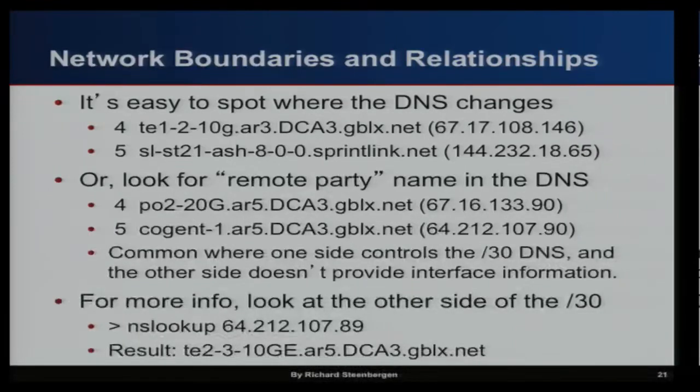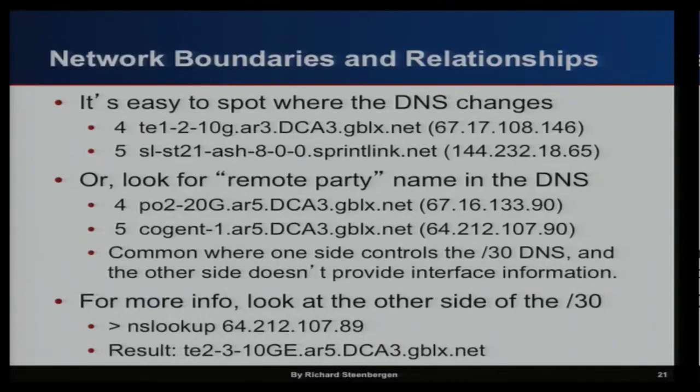The other thing you can do is to look for the remote party name. So here in the next example, you see Cogent on a Global Crossing peer, but it still says gblx.net. What happened there was when the two parties got together and they said, we're going to set up an interconnection between us, one person said, well, I'm going to do the /30 for this.